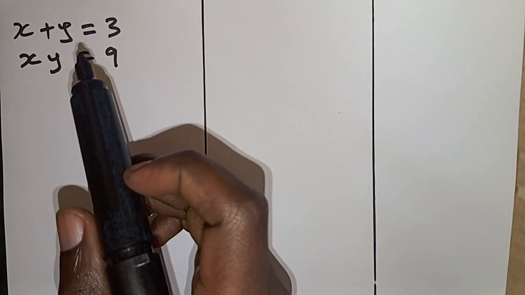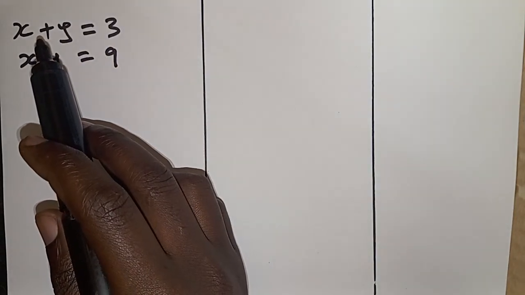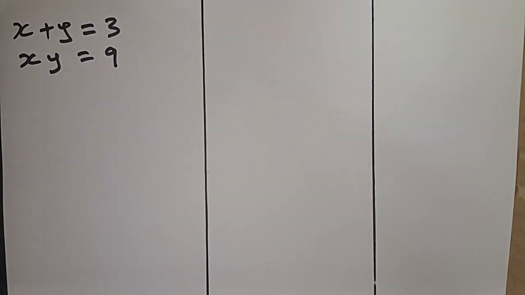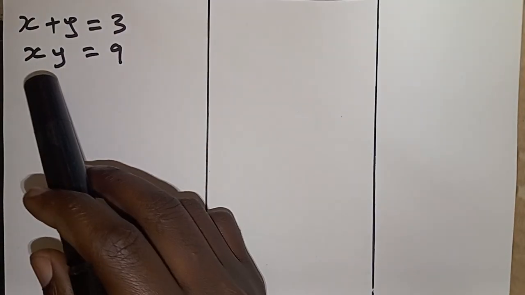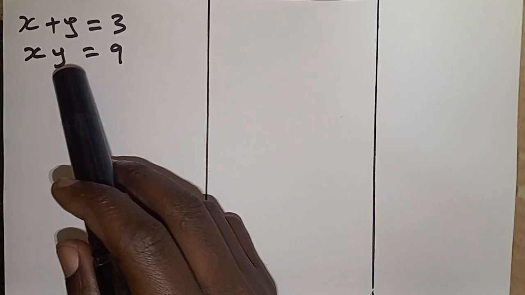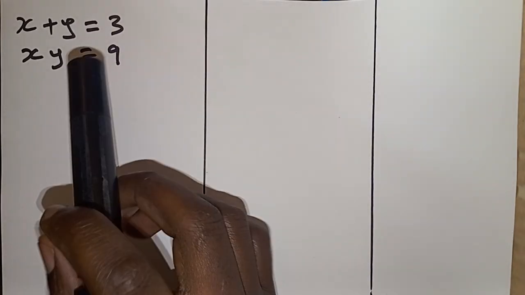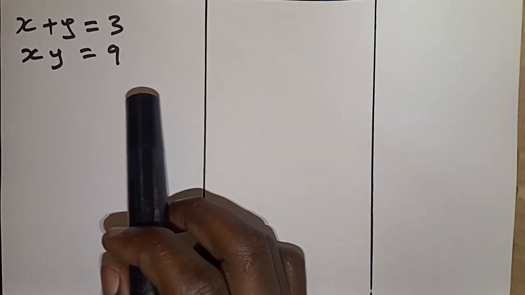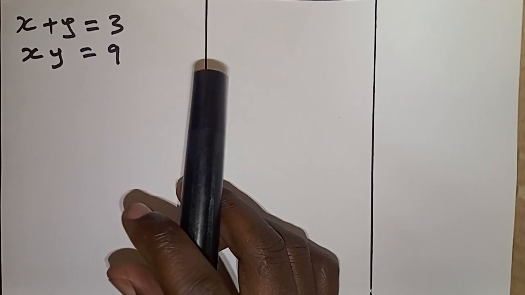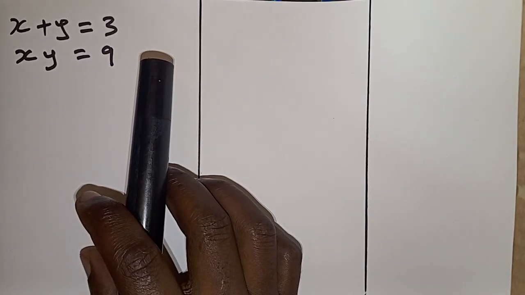We are given a simultaneous equation: given that x plus y is equal to 3 and x multiplied by y is equal to 9. Do you realize that we're going to get complex solutions for x and y? So I'm going to take you through step by step up to the final solution.